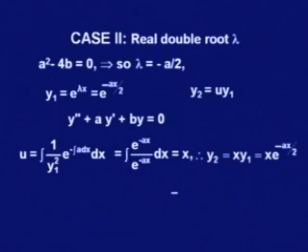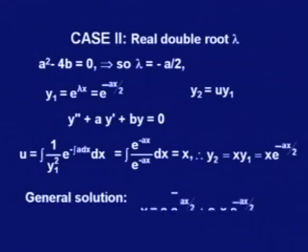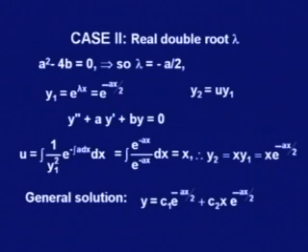So, we have got the 2 solutions in this case. The first solution is e to the power minus a x by 2 and the second solution is x times e to the power minus a x by 2. So, you will get the general solution y is equal to C 1 times e to the power minus a x by 2 plus C 2 times x times e to the power minus a x by 2, or we can write it as C 1 plus C 2 x times e to the power minus a x by 2.